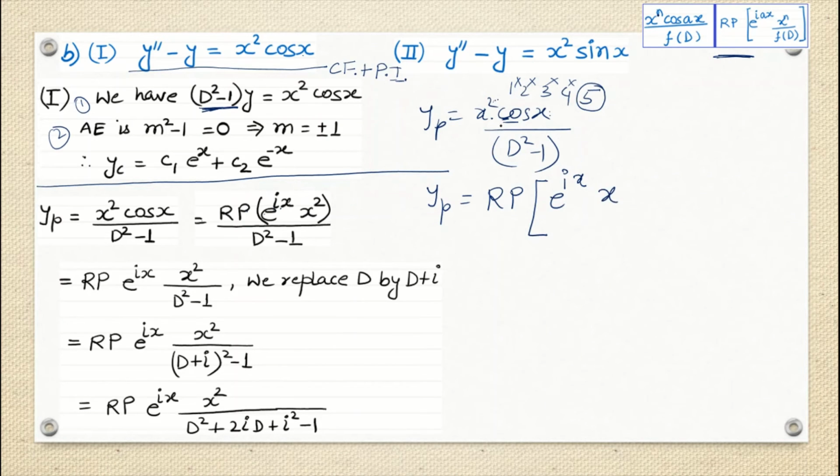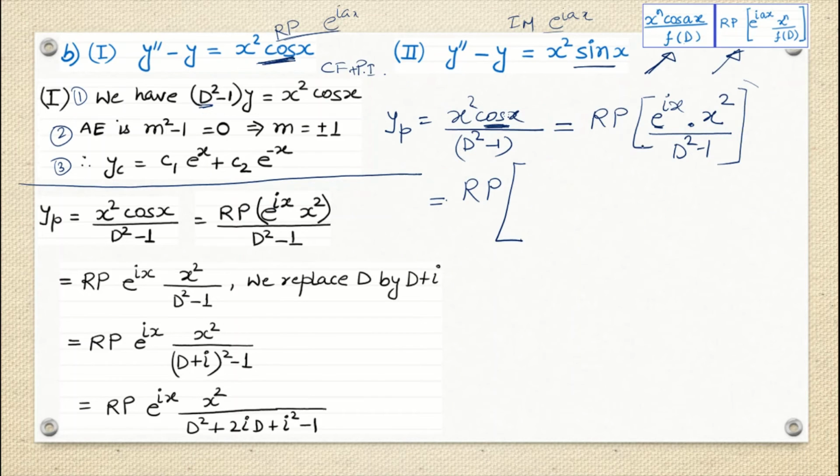Here n is 2, so x raised to 2 divided by f(D). What is my f(D)? D square minus 1. Now what do I have to write down? Use the method of type 4 of PI. So what does type 4 of PI say? Write down the numerator as it is, and in the denominator you replace D with D plus a.